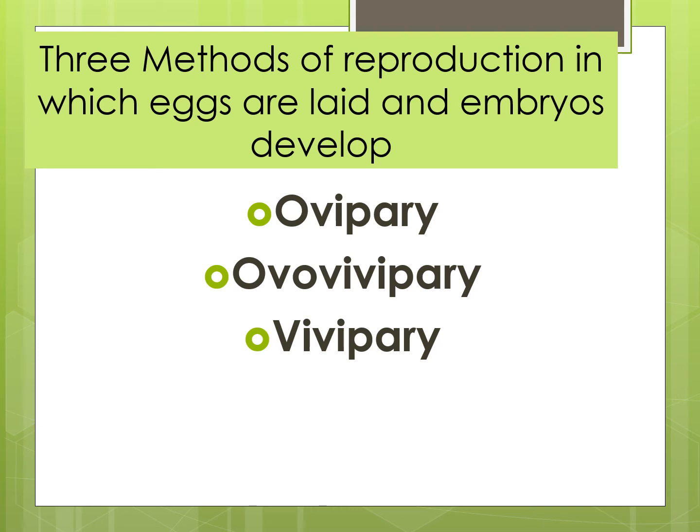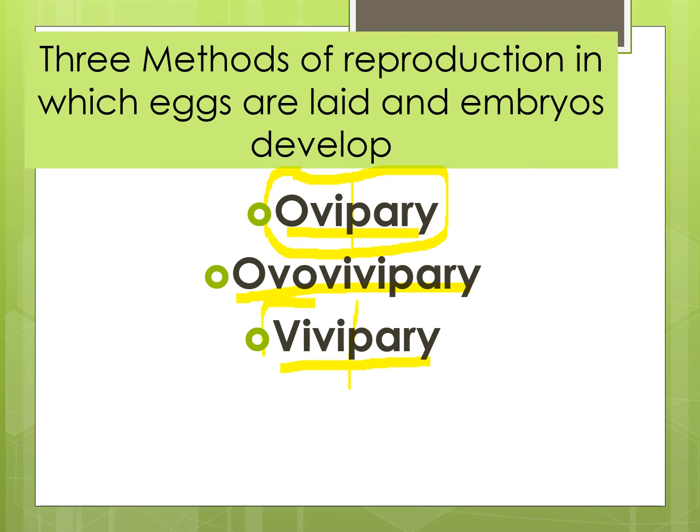If we look at the place of development and how your embryo receives its nutrients, we come to the following terms on our slide: ovipary, ovovivipary, and vivipary. So the prefix ovi means egg, and the prefix vivi means life. And so ovipary, our very first one, looks at the development of your embryo within an egg, and we saw that in our previous slide.